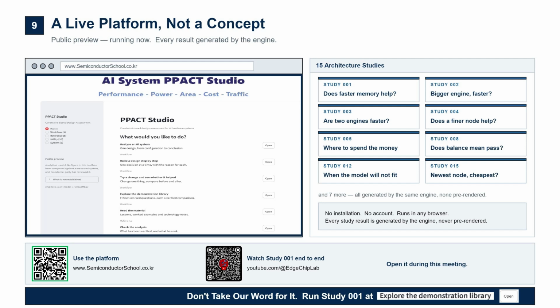These are not pre-rendered demonstrations. The results are generated by the engine when each study runs. Study 001 is also available as an end-to-end engineering walkthrough, so our invitation is simple. Don't take our word for it. Run Study 001.